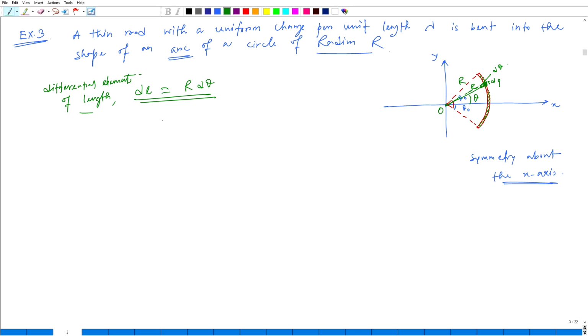And the charge of the small strip, dq, is lambda times dl, because lambda is the uniform charge density, which is given in the question. Now put the value of dl, so dq is lambda r d theta. Now we calculate the electric field at point O due to this charge dq.